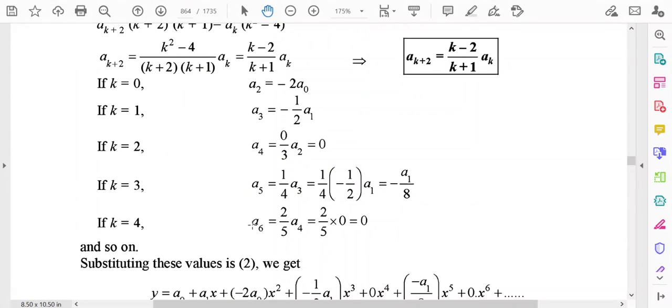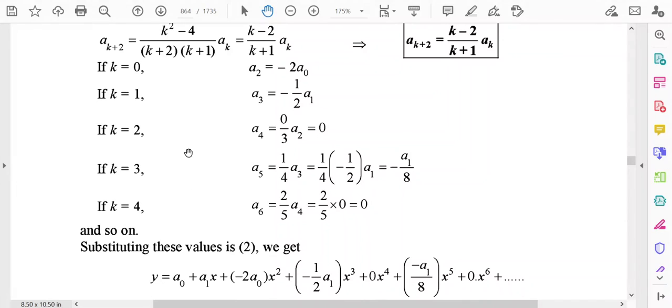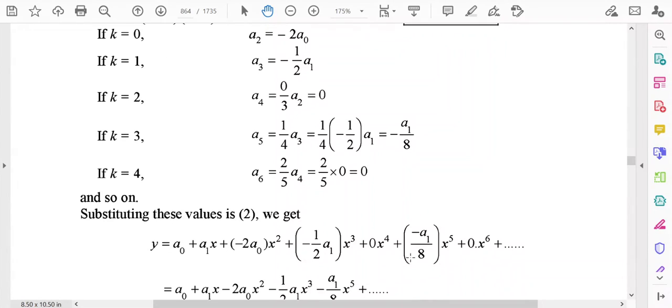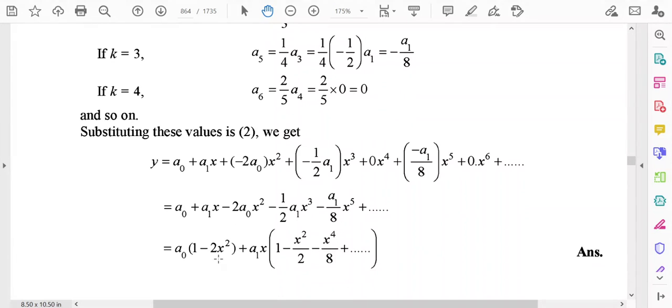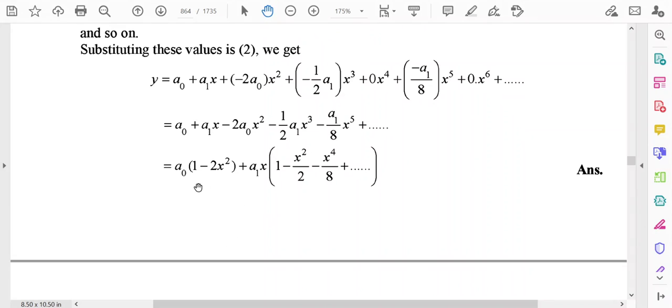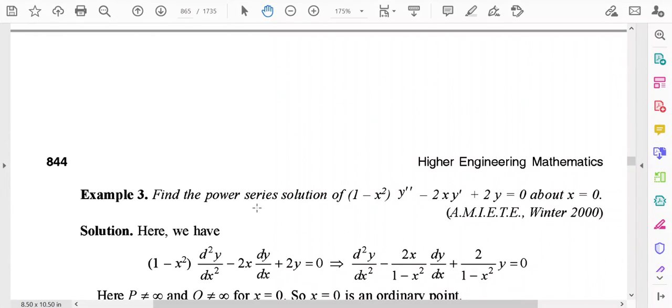So after this calculation, you have to put the various values of A in the series that we have assumed. That means y is equal to A0 plus A1x plus A2x square and so on. So in that series, we have to substitute these values of A. So after the substitution, you have to simplify a little bit. That is, you have to express in powers of x. So this has been expressed in powers of x, and after a little bit simplification, we have obtained this solution. So this is the solution of the given differential equation.